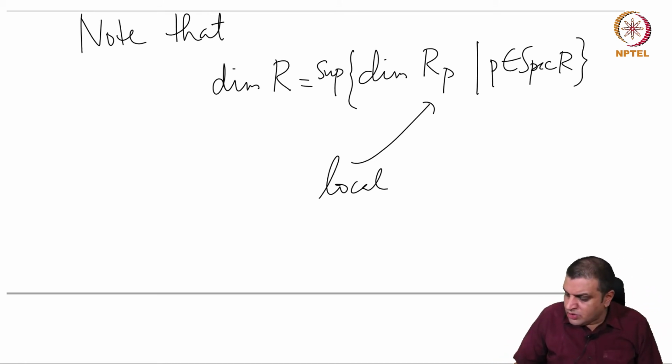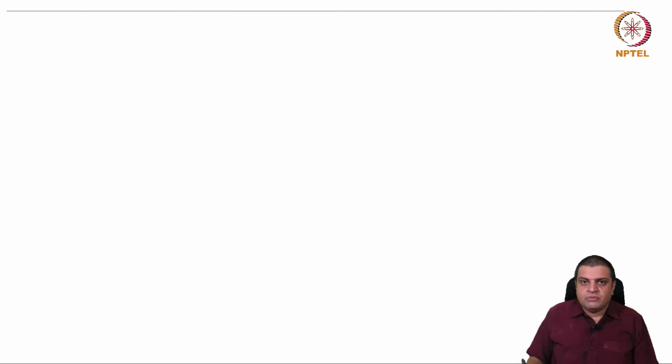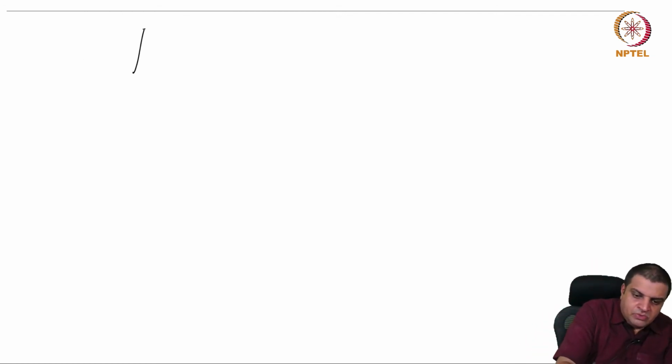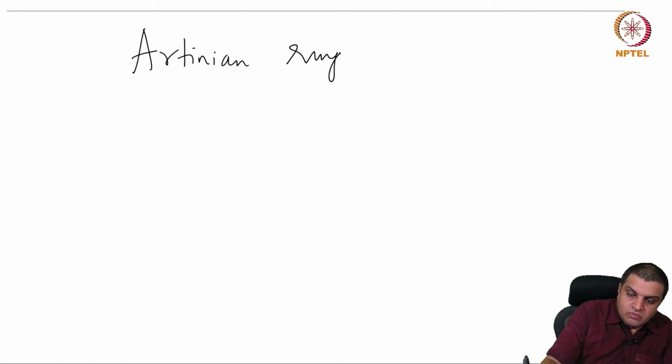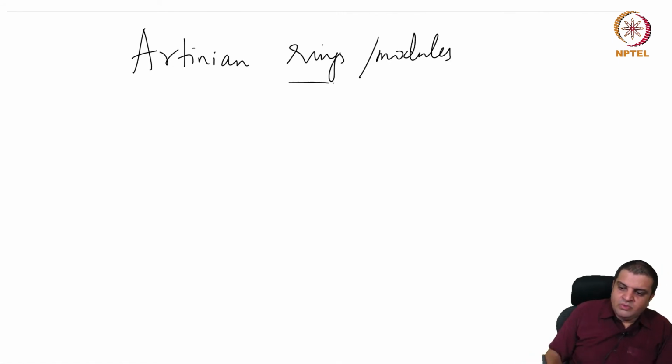So in order to do this, one has to do some filtrations of modules and their quotients, and one needs to understand a little bit about Artinian rings and modules for that. So let's define that. Artinian rings and modules, mostly rings. We will just define what an Artinian module is, that's all.